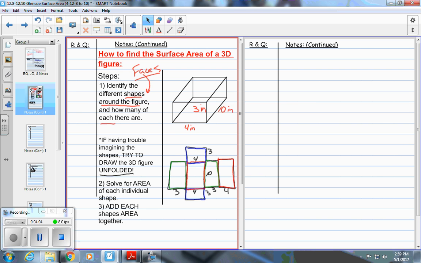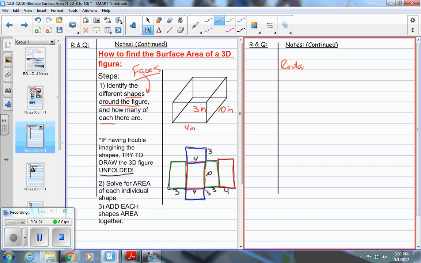Now that we unfolded it, how many different rectangles are there? Yes, you're right. There are only 3 different rectangles. The top and the bottom are the same. The left and the right are the same. And the front and the back are the same. So we only have to do math for 3 rectangles. I'm going to keep my color coding, but since you probably don't have color coding on your paper, you're going to want to say rectangle 1. I'll stick to rectangle 1 as the red one.